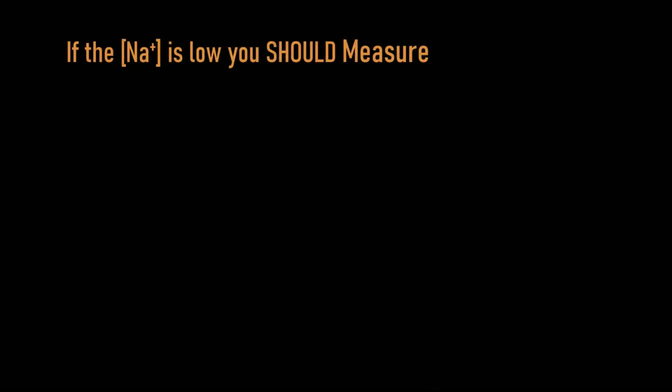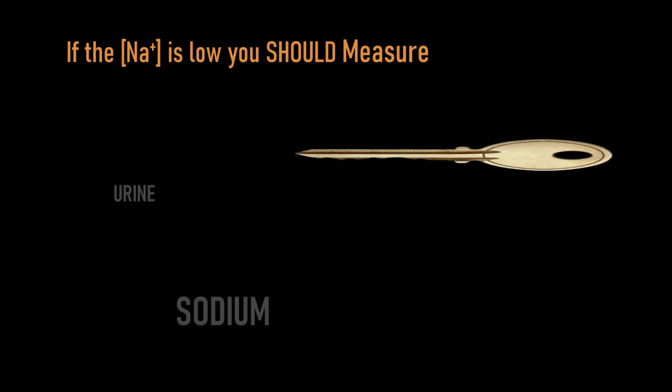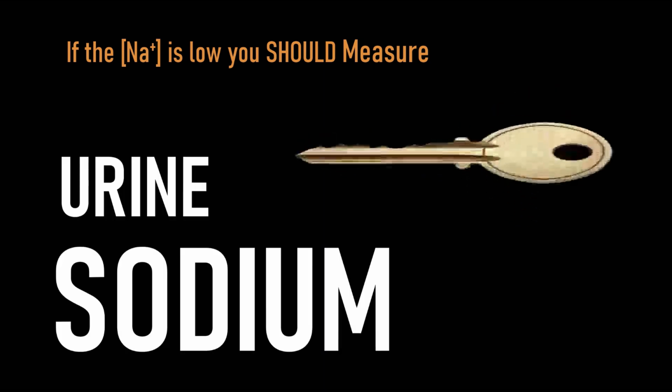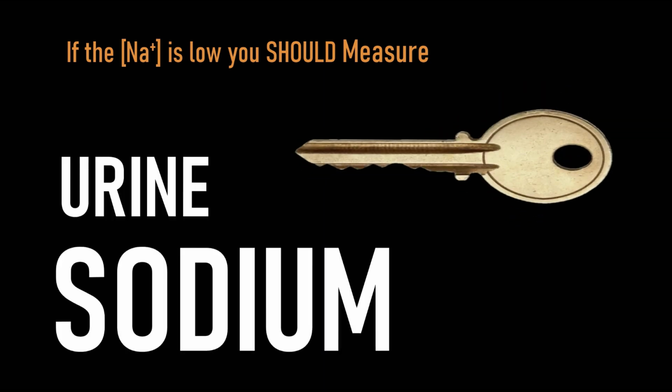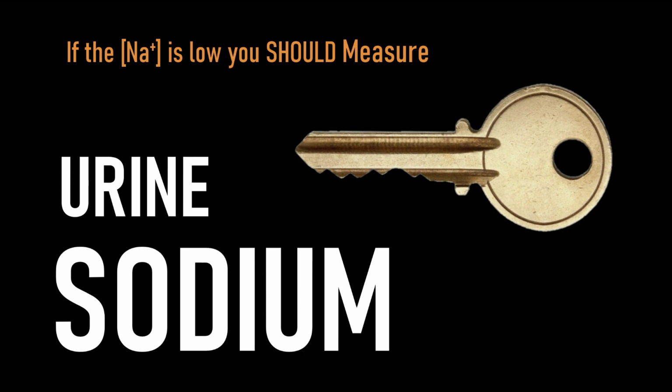And that's why it's imperative that if the plasma sodium is low, you must measure the urine sodium, because that's what the kidney does. It holds on to sodium for dear life. And if there is a lot of sodium coming out of the urine, there's something wrong with these mechanisms that I've just described.